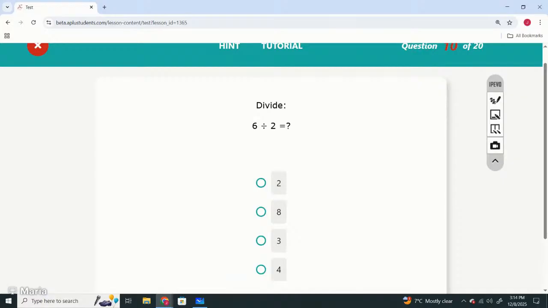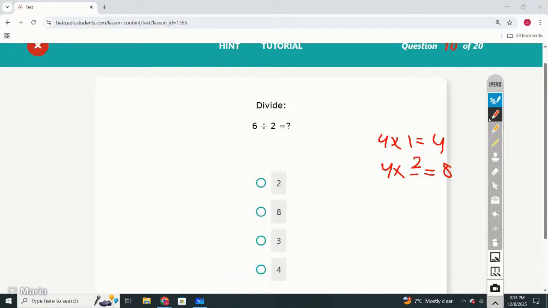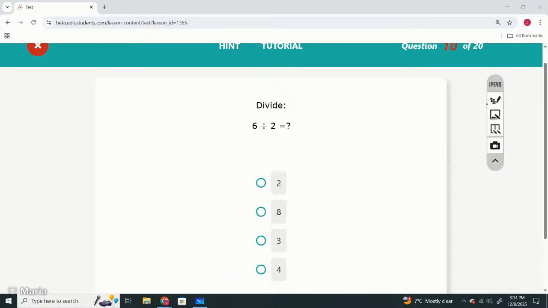6 divided by 2. So, which is the correct option? We need to count a table of 2 until 6. So, you need to see 2 times what number is 6. So, which is the correct option? 2 times 3 is 6. So, the correct option is 3. Option number 3 is the correct option.